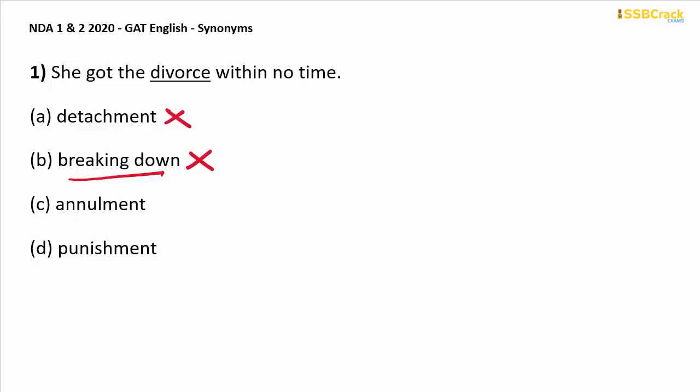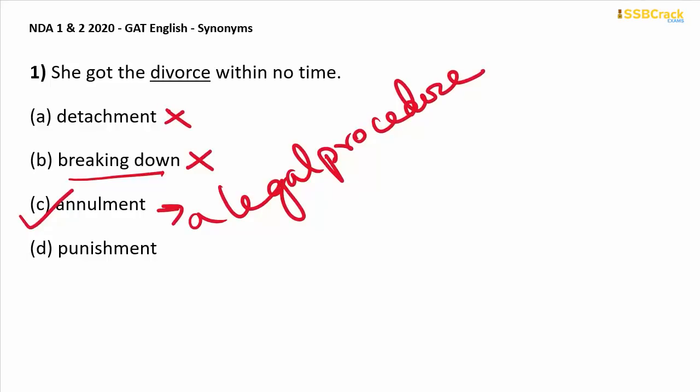So the synonym of divorce is annulment. It is not detachment or breaking down, because annulment means a legal procedure within secular and religious legal systems for declaring a marriage null and void. Divorce is also legal. Remember, it's not a mere separation, it's a legal separation. Therefore, the appropriate synonym of divorce will be annulment, and not detachment, breaking down or punishment. So your answer is option C.